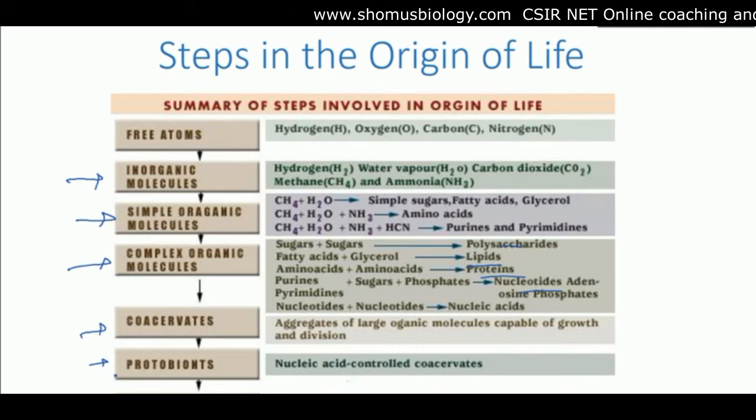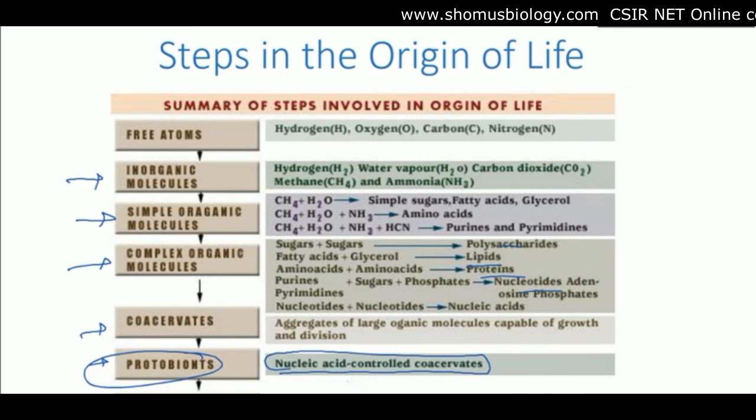Then they form protobionts or protocells. A protocell is a place where they have the cell membrane without the nucleic acid. A protobiont is a state where they have nucleic acid along with the coacervate structure. And then finally the primitive cell, where they have all those things: lipoprotein membrane-bound structures with enzyme-controlled metabolism and nucleic acid-mediated regulation.